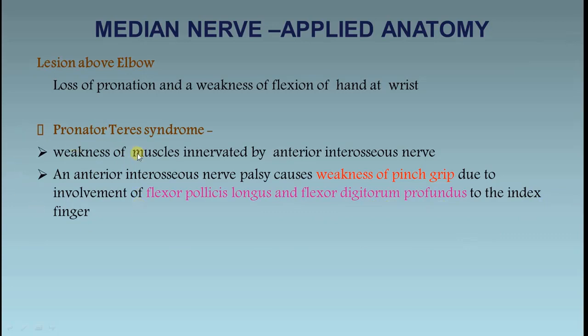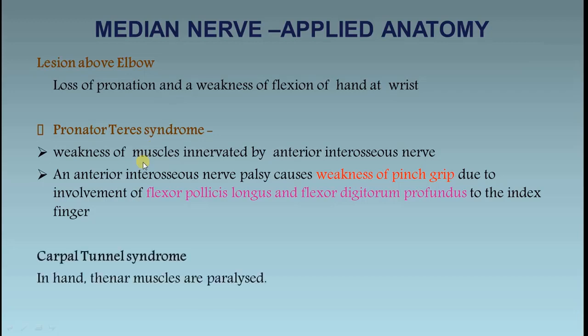This is Pronator Teres. If there is a lesion in the upper part, above the elbow, we have loss of pronation and weakness of flexion of hand and wrist. So total function is lost. All the muscles supplied by the median nerve will get paralyzed. So you have weakness of flexion of hand and wrist. This might occur in supracondylar fractures. Okay. Pronator Teres syndrome is a nerve entrapment neuropathy and it is not common. Only sometimes it might occur.